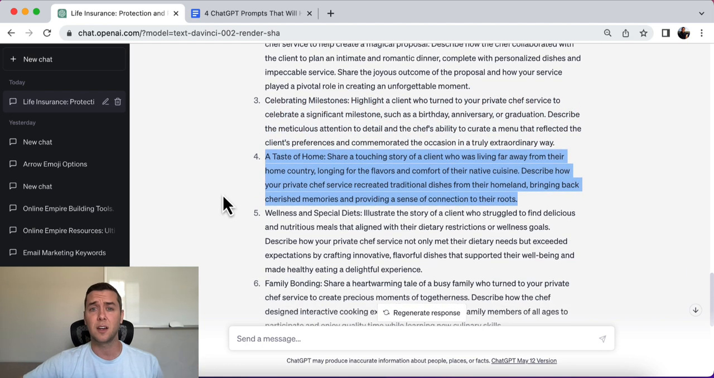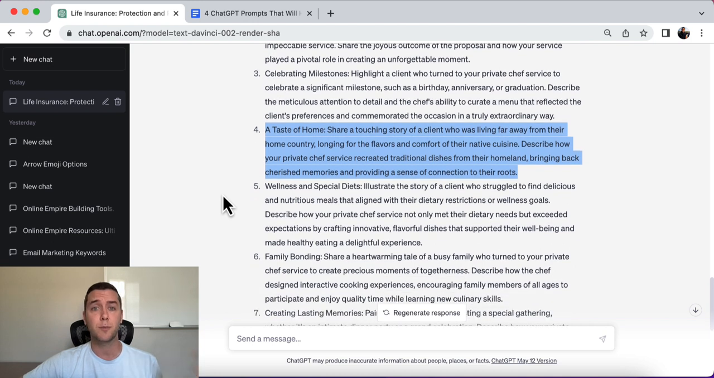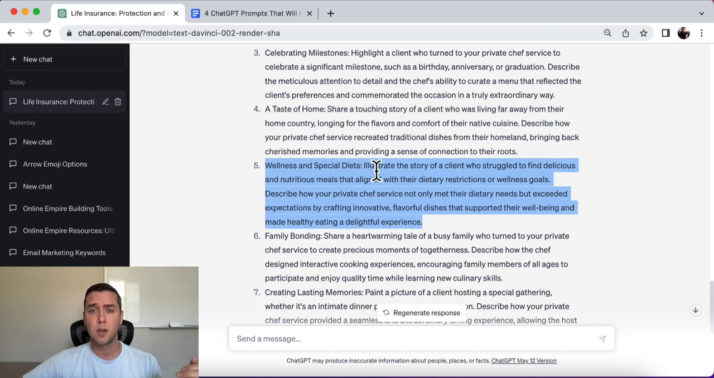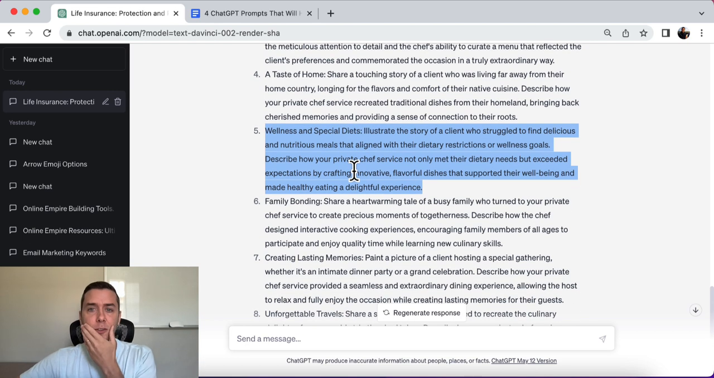A taste of home. Share a touching story of a client who's living far away from their home country, longing for the flavors and comfort of their native cuisine. Wellness and special diets, not spiritual diets. Illustrate the story of a client who struggled to find delicious and nutritious meals that aligned with their dietary restrictions.